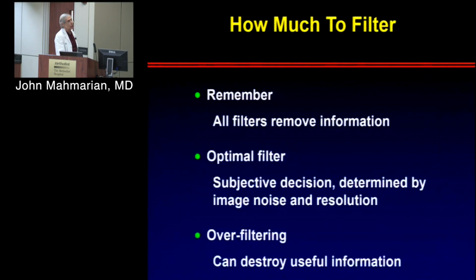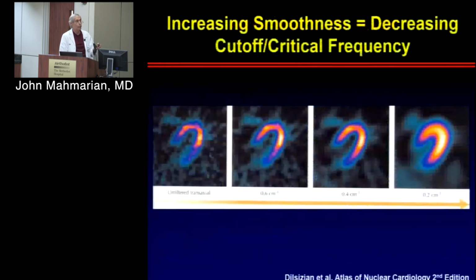So again, it's always a question of how much to filter. We try to optimize that. It's somewhat subjective, and over the years we've learned what cutoff frequencies we like to use in terms of optimizing filtering, because we don't want to filter out a perfusion defect, and by the same token, we don't want such a granular image that we can't interpret it. So here's just an example.